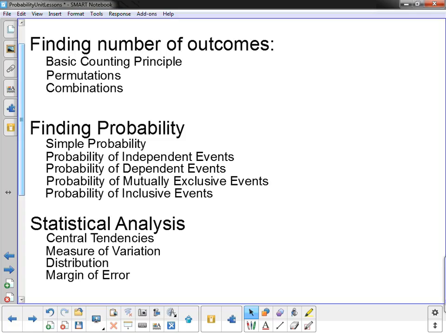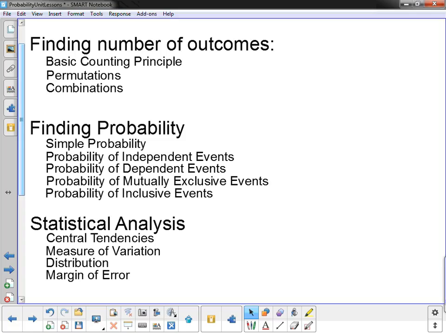Permutations were if I was taking a group of things and trying to do something with it, and they were in a specific order. So if I wanted to find the president, vice president, secretary, and treasurer of your class, we would have to do that in order, and that would be a permutation. And then we had combinations. That's where we have a group of things and the order doesn't matter this time. So if I just wanted a 5-person committee out of your room, that would be a combination.